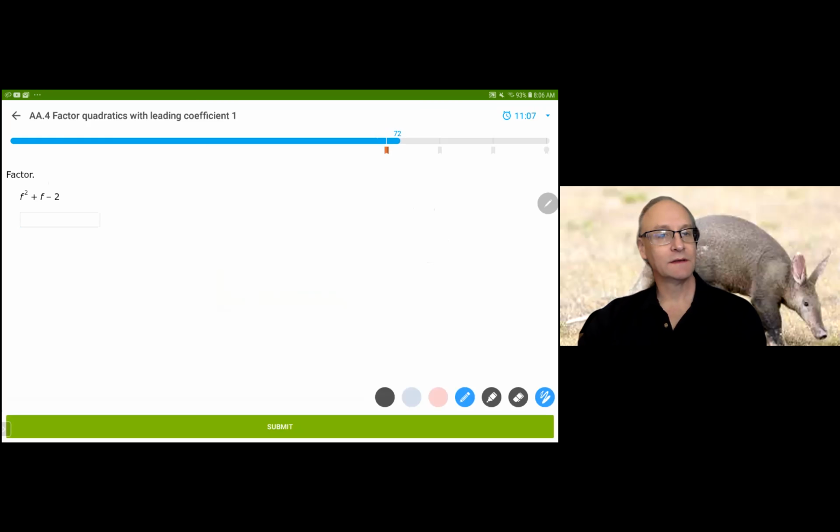All right. 2 is also a prime number. This is a negative 2, though. And we do have a positive 1 in the middle, even though we don't see that 1 there. That really is a positive 1. So we're talking about positive 2 times negative 1. Sorry, let me fix that. That is going to give us a negative 2. And when we add them, we do get our positive 1, don't we?